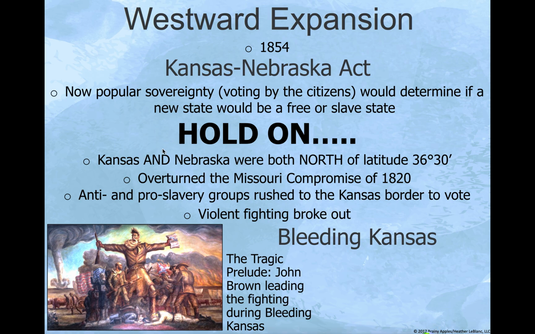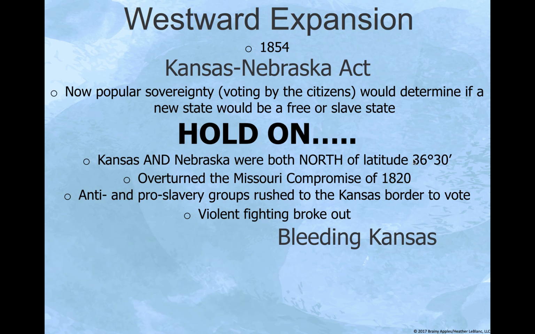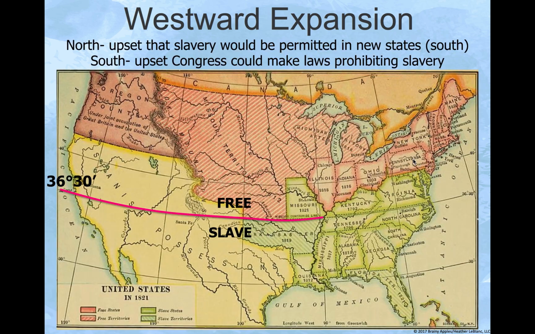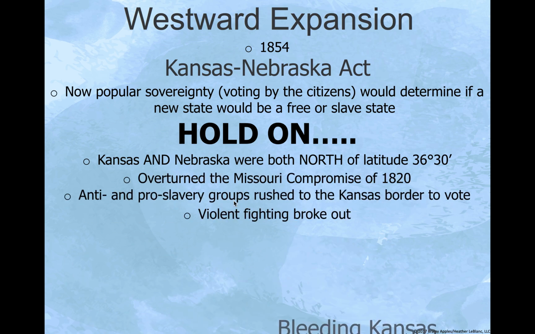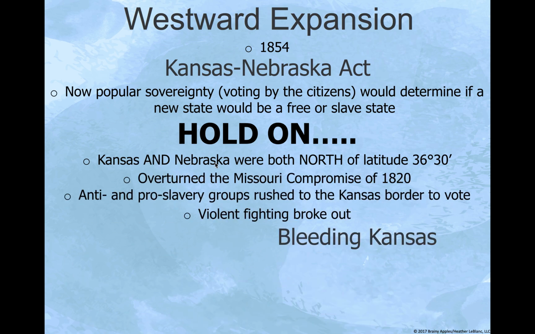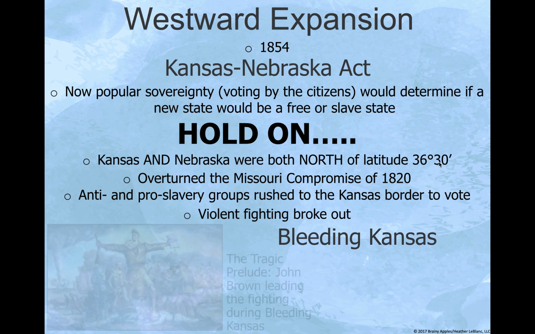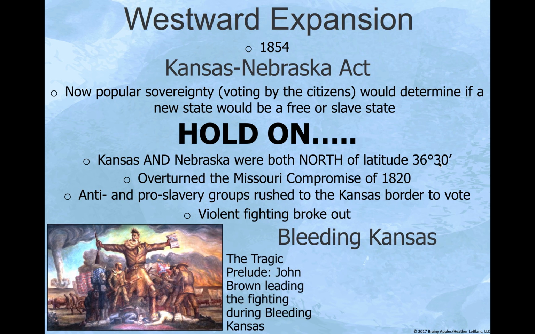But hold on. Remember that line that we were talking about back in the previous slide? Remember it said that if you were above this line, you would be a free state? But what about new states, right? Kansas and Nebraska were both north of latitude 36°30', right? They were both above that line. So shouldn't they both be free states according to the Missouri Compromise of 1820? Well, this act overturned that compromise.